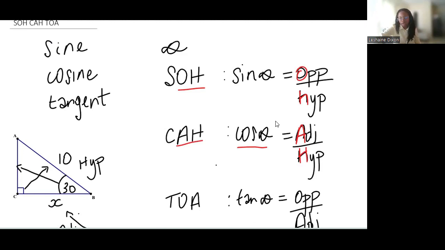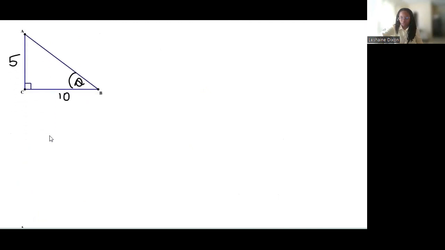There is a second part of the video that is posted that will show you how to find the missing angles when you are presented with the sides. So these are the questions that we will be solving in the next video. So look out for that.